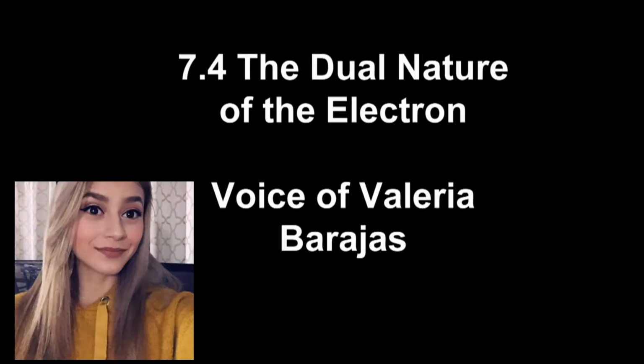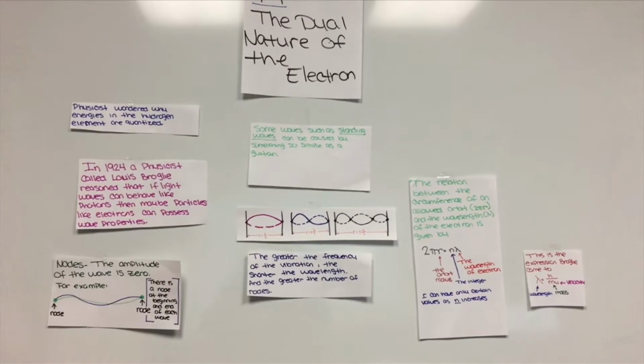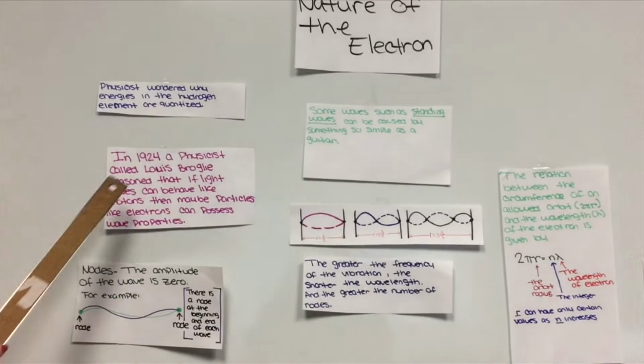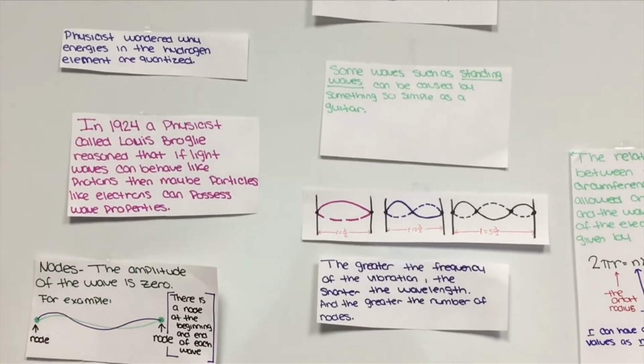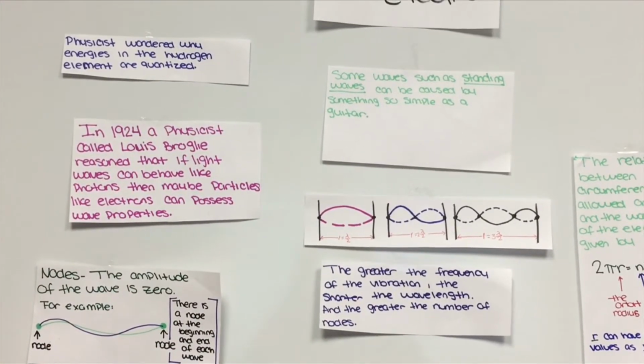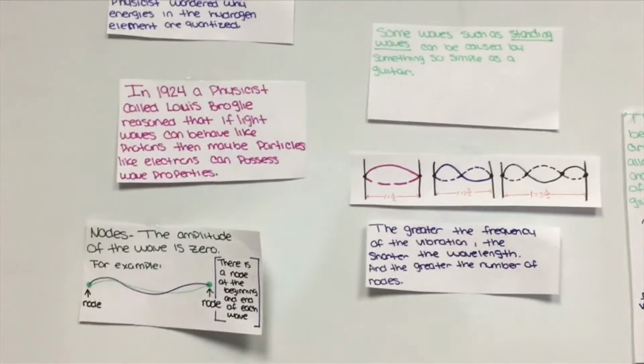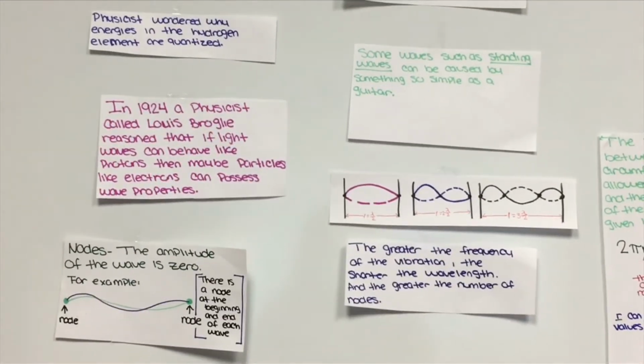Section 7.4, the dual nature of the electron, talks about how physicists wondered why energies in the hydrogen element are quantized. In 1924, a physicist called Louis de Broglie reasoned that if light waves can behave like particles, then maybe particles like electrons can possess wave properties.